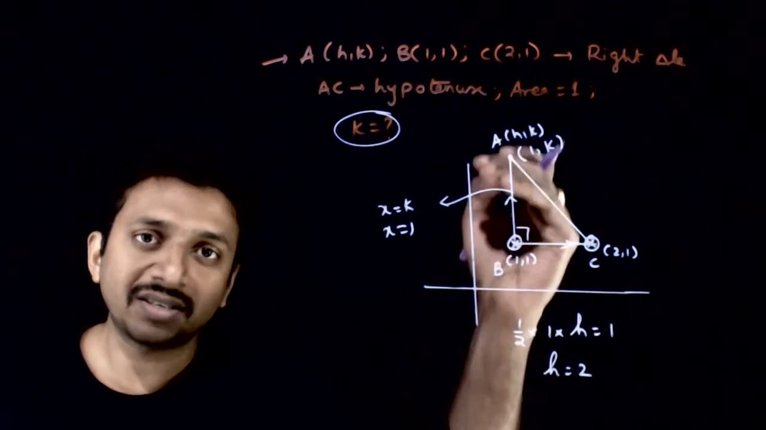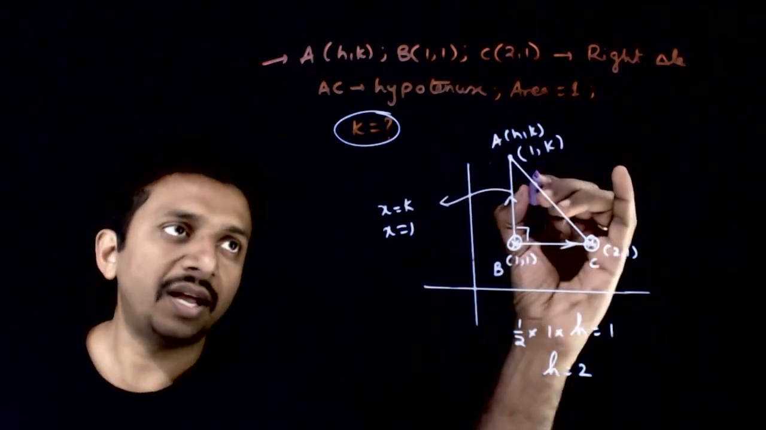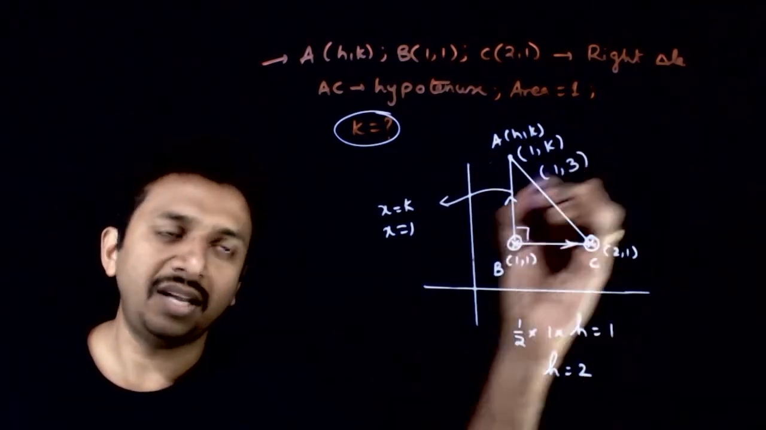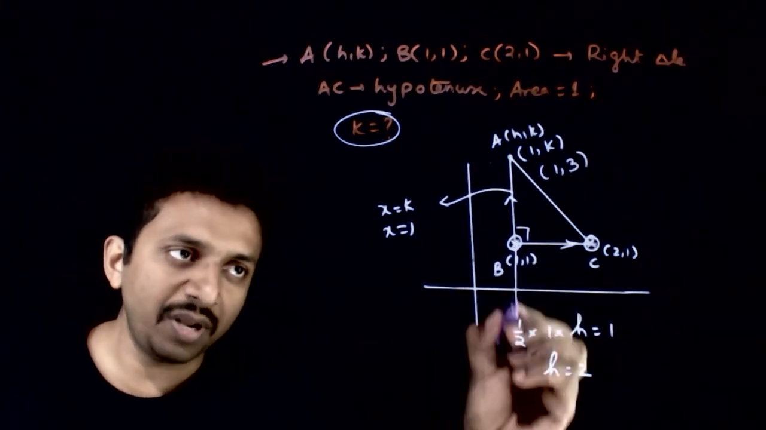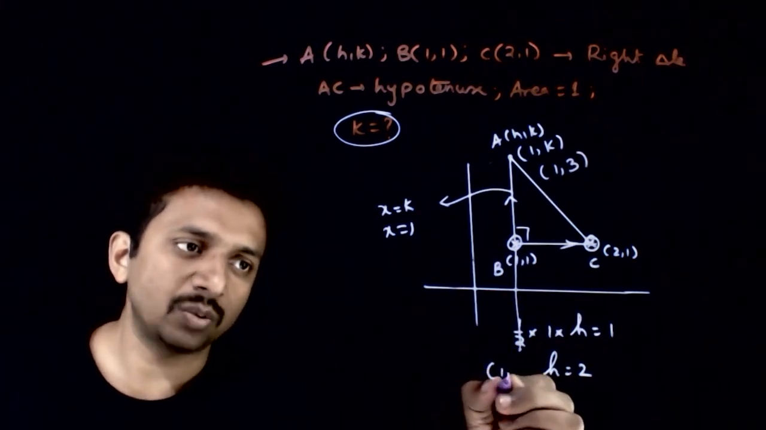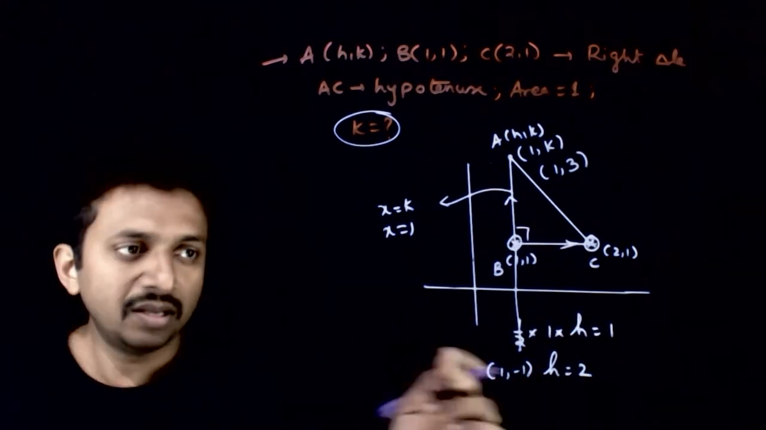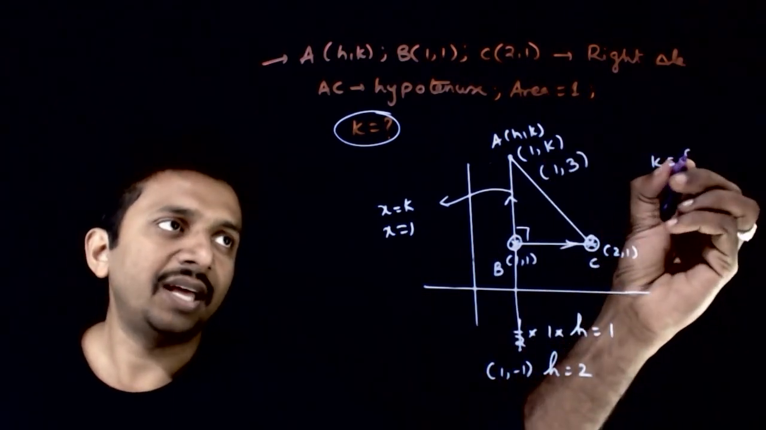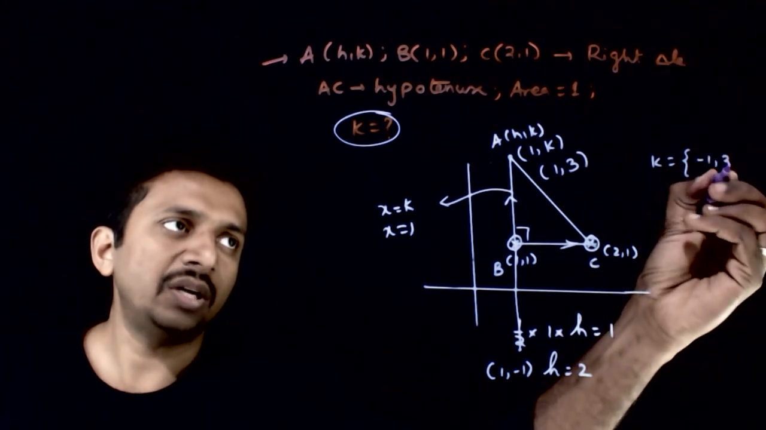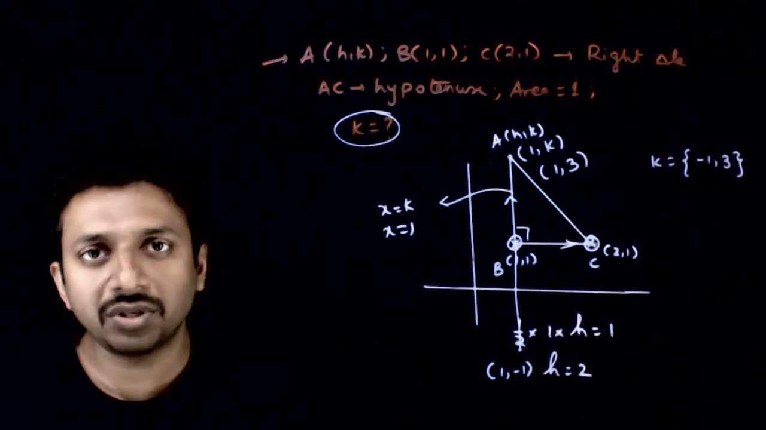If I go 2 units above BC, you get the point as (1, 3). If I similarly go 2 units below BC, I get the point as (1, -1), right? From 1, if I go 2 units downward. So the value of K can be equal to either -1 or 3. So those are the possible answers.